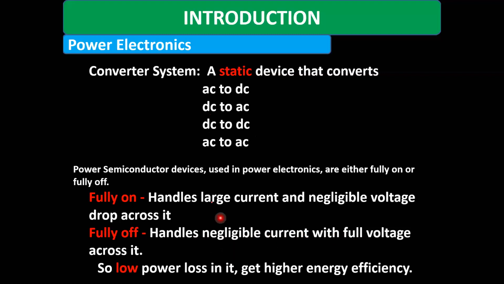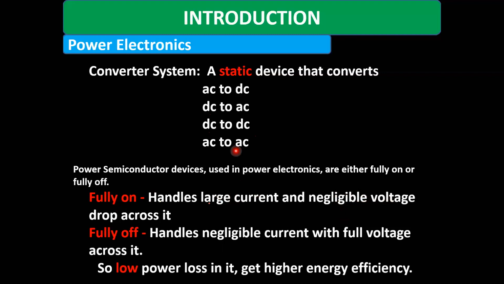So here the switch handles a large current with negligible voltage, which we can say is zero voltage, during on time. Large current and zero voltage means current into voltage becomes zero, because the negligible voltage means zero voltage during on time. So we can say that the power is equal to zero, because power is equal to V into I.